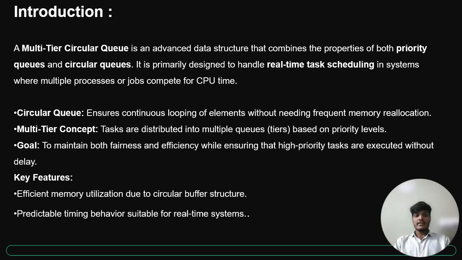What is a multi-tier circular queue? It is an advanced data structure that combines the properties of both priority queues and circular queues. It is called a multi-tier circular queue. It is primarily designed to handle real-time task scheduling in systems where multiple processes or jobs compete for CPU time. What is a circular queue? It can ensure continuous looping of elements without needing frequent memory allocation. Multi-tier concept: tasks are distributed into multiple queues based on priority levels. Goal: the main goal is maintaining both fairness and efficiency while ensuring that high priority tasks are executed without delay. The key features we also know.